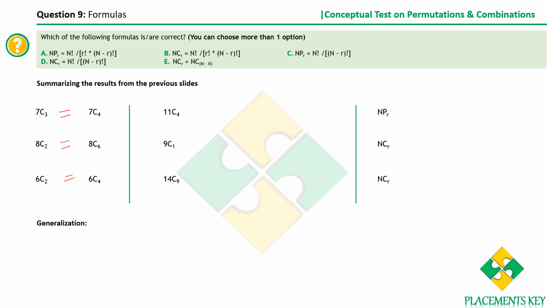It is because the bases are summing up to this value. Here 3 plus 4 is equal to 7. I'm writing it here, 3 plus 4 is equal to 7. That is why it was working. Similarly here 8C2 equals 8C6. Now 2 plus 6, the bases 2 plus 6 is equal to 8. That is why it is working. Similarly here 2 plus 4 is equal to 6. 2 plus 4 is equal to this value 6. Therefore it is working.